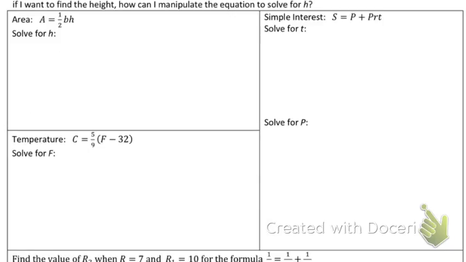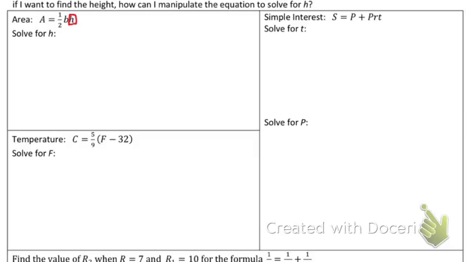It says area equals 1/2 base times height. It says solve for height. Doesn't matter that they don't have any numbers. We can still solve for height. We just need to get h all by itself. So we need to get rid of the 1/2 and we need to get rid of the b.